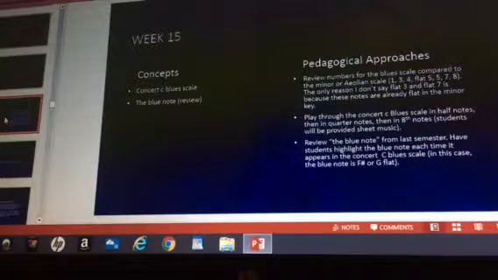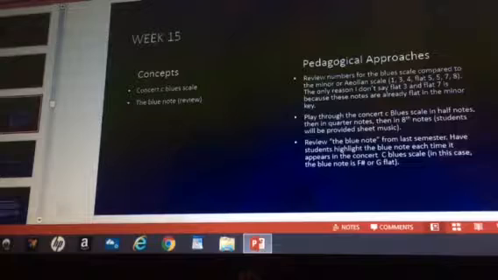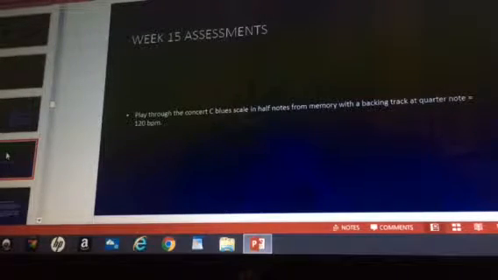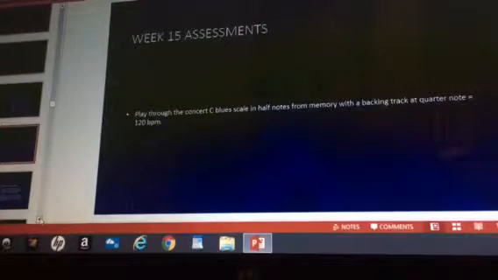Concert C blues scale and the Blue Note review. So it's appropriate to play the blues scale both over a major 12-bar blues and a minor 12-bar blues. So we'll compare the numbers for the blues scale compared to the minor or Aeolian scale. And we'll review the Blue Note and which note the Blue Note is in this key, which in this case, let me think for just a second, is F sharp or G flat. And they'll play through the C blues scale in half notes from memory with a backing track at quarter note equals 120.